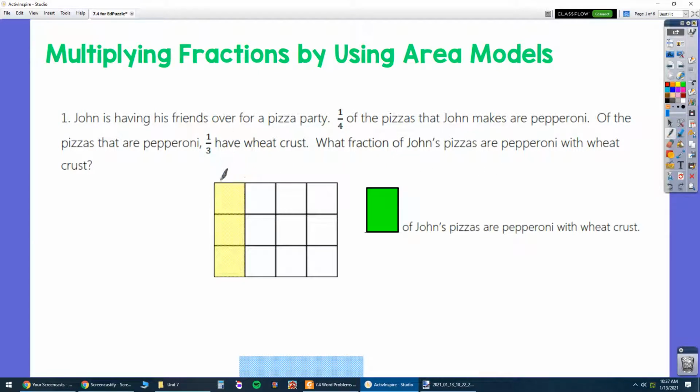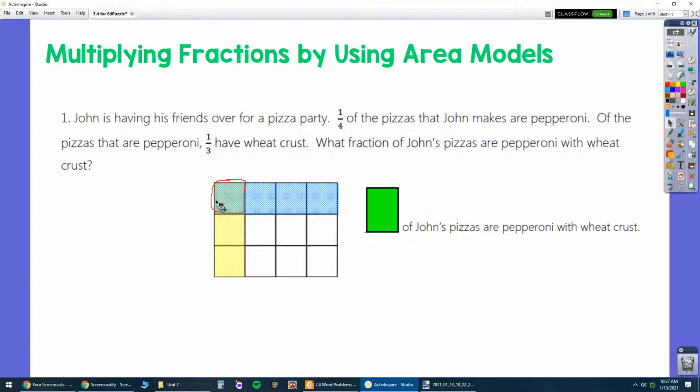1/3 of them. Well, 1/3 means 1 out of 3. So 1, 2, 3. It should be this 1 out of 3. Let's see if that makes sense. When I go to shade in 1/3, I'm going to shade in 1 out of the 3 rows going across, right? 1, 2, 3. And the part that overlaps is the part that's pepperoni. Remember, they were in the yellow section and have a wheat crust. They were in the blue section.